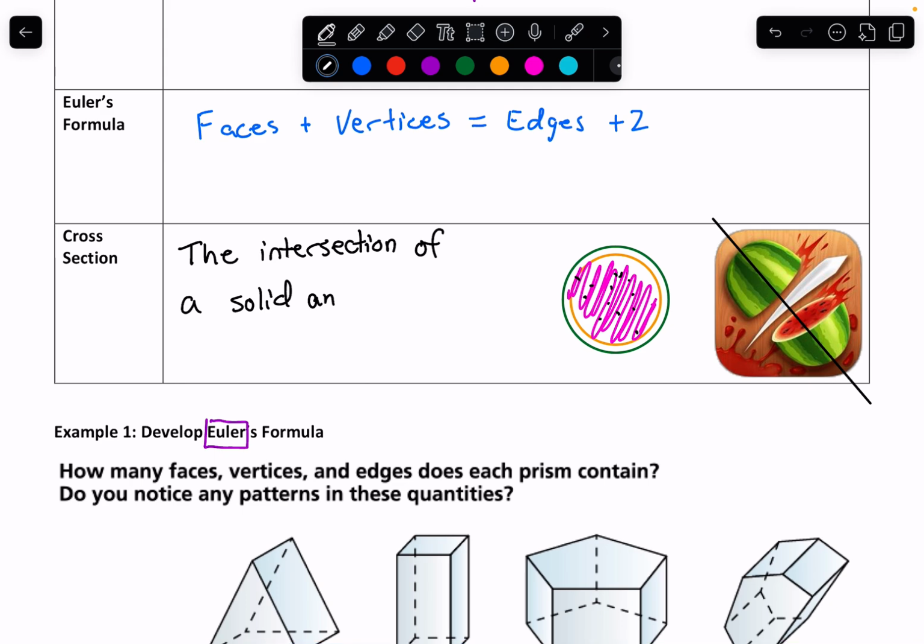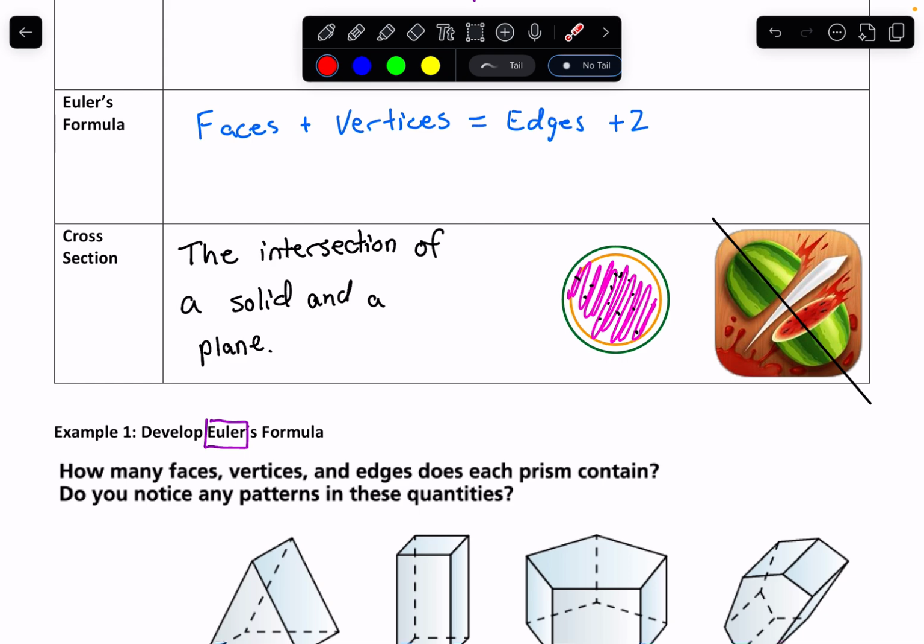And the reason we use the word solid here instead of polyhedron is because the word polyhedron excludes some of our 3-dimensional shapes. The round ones, cylinders, cones, spheres, they're not polyhedrons, but they are what we call a solid, a 3-dimensional shape. So any of our 3-dimensional shapes are considered a solid, right? And of course, the plane, in the case of Fruit Ninja, would be the sword. It's the slicing apparatus here.